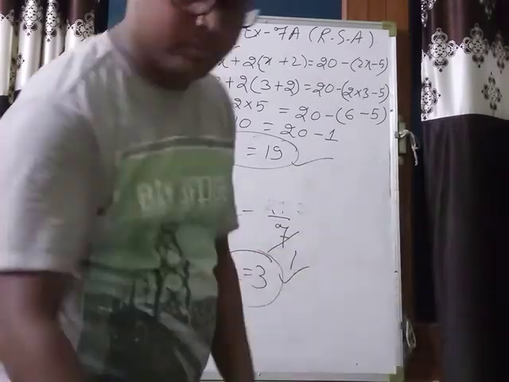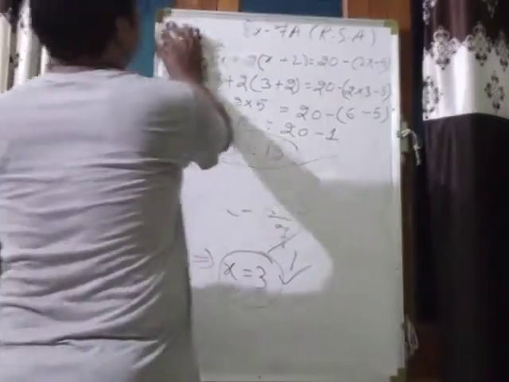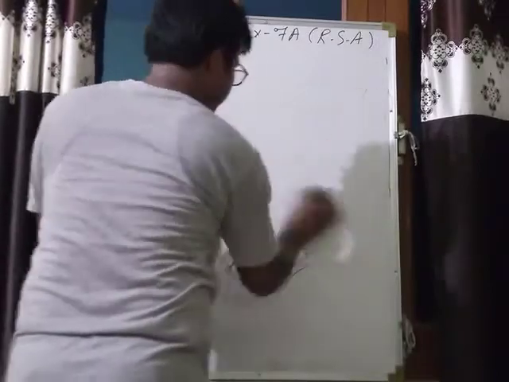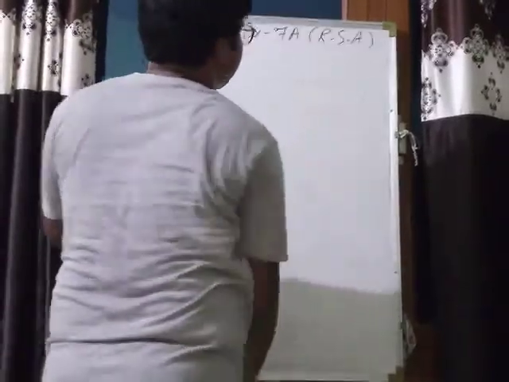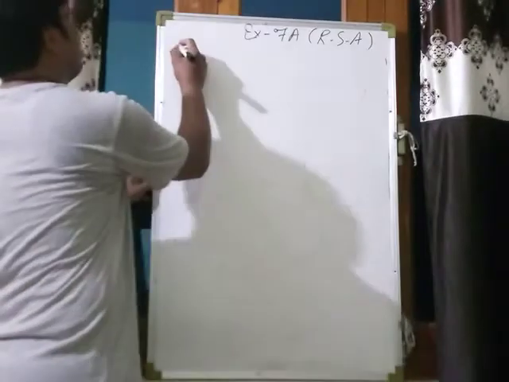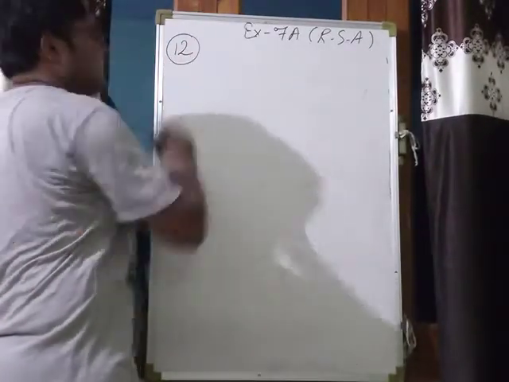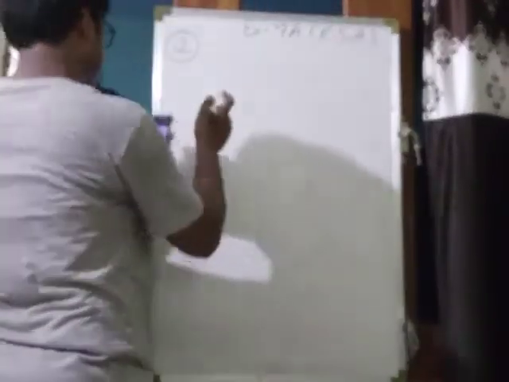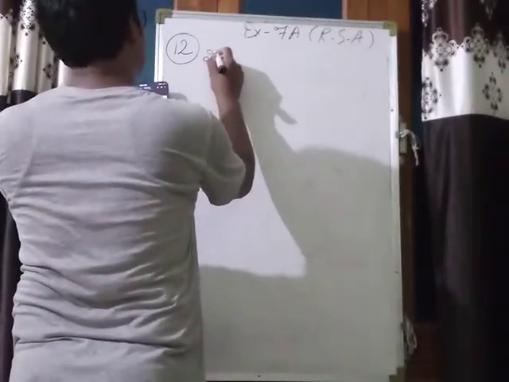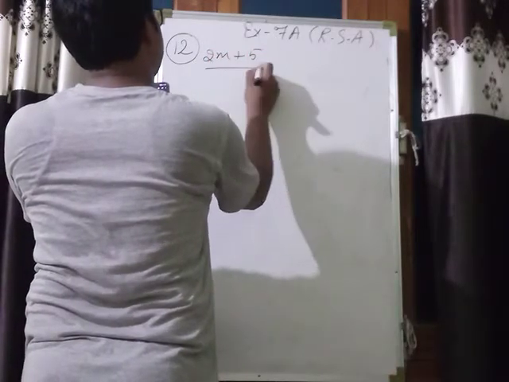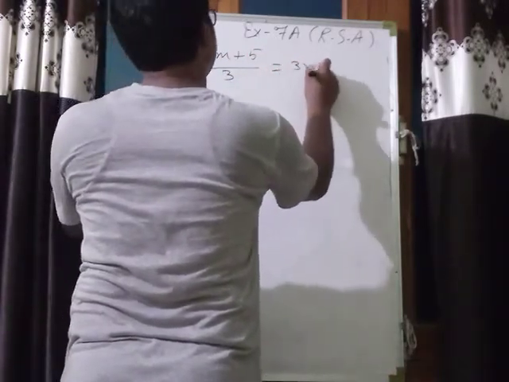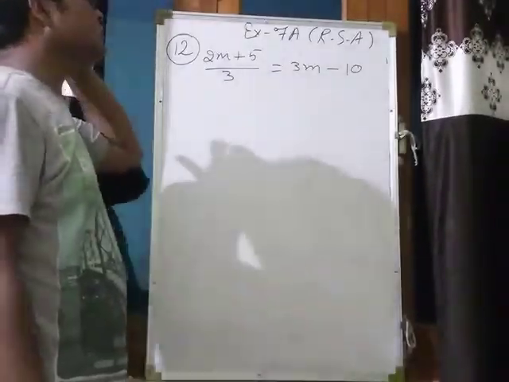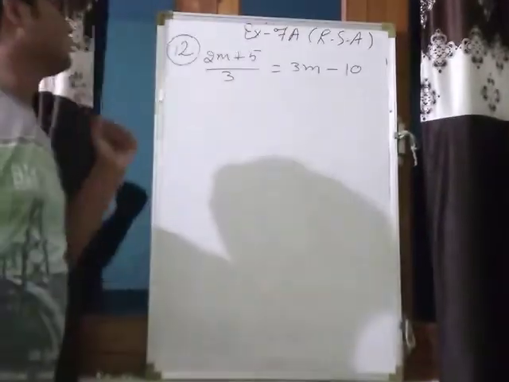Question number 12. Solve 2m plus 5 upon 3 equal to 3m minus 10. Okay. So here you can see the variable is m. I am going to solve this.